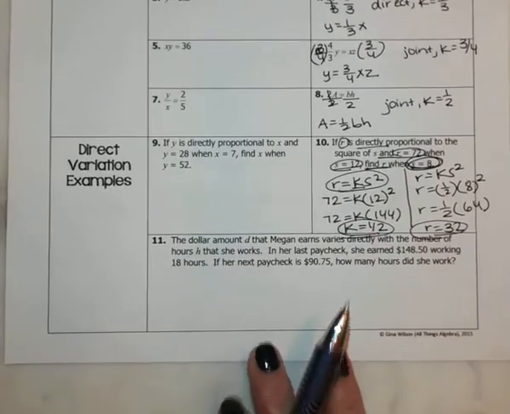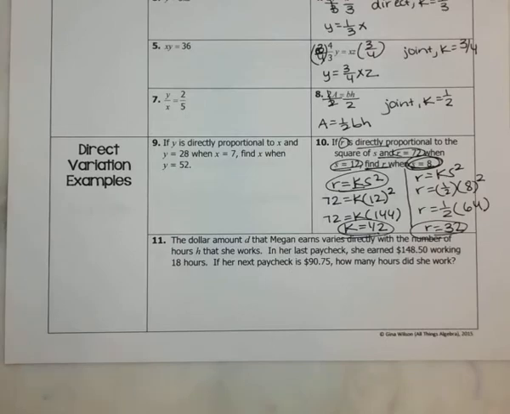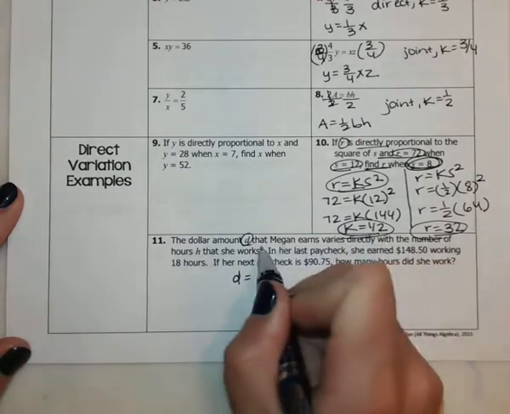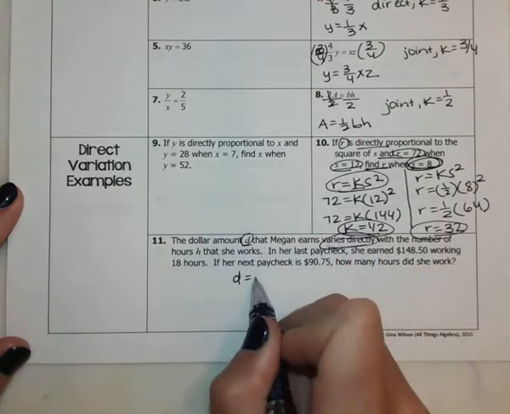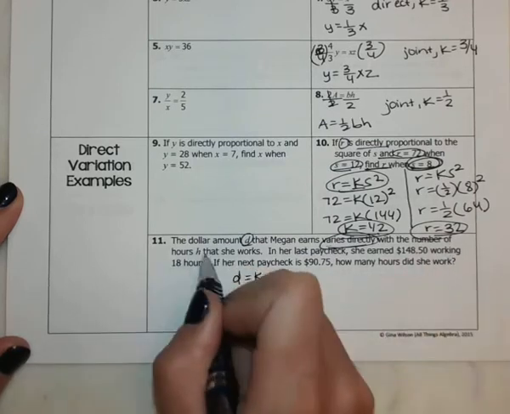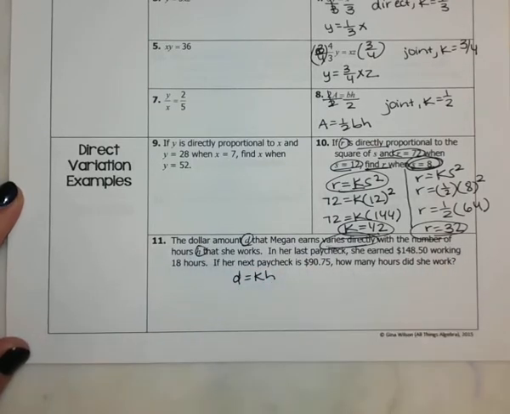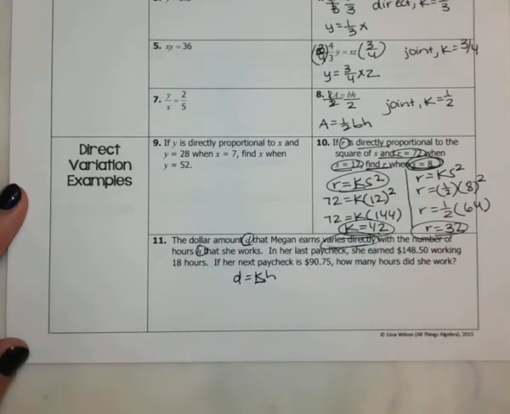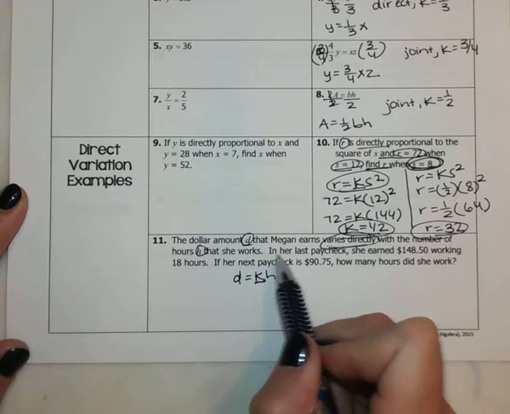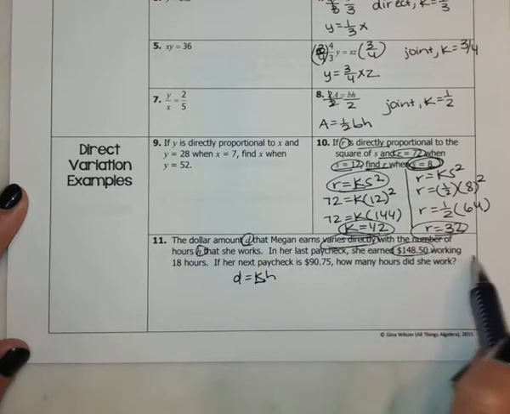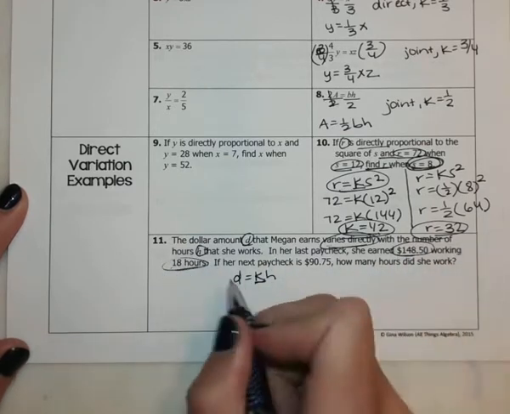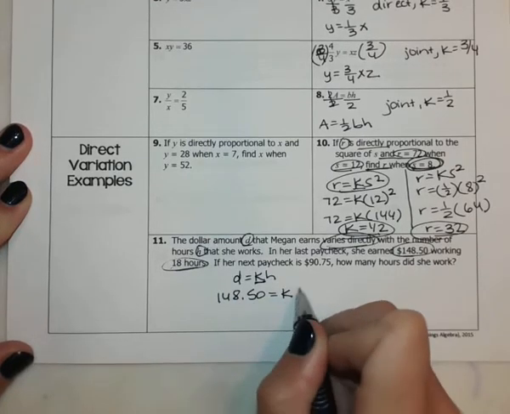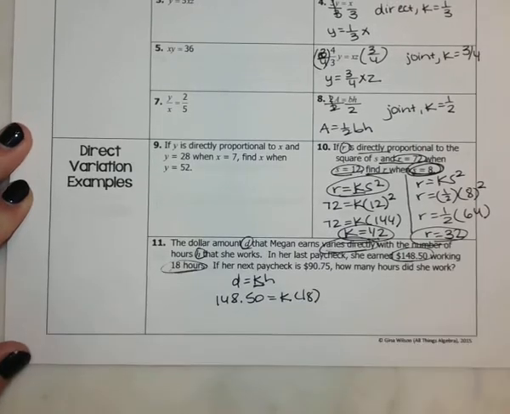Let's look at number 11 because this is more of a word problem. So again, the dollar amount D, they give you the variables here, that Megan earns varies directly, so that tells us we'll have our multiplication with the number of hours she works, H. Just read the first part. We're always solving for the constant, the k. In her paycheck, she earned $148.50 working 18 hours. So I plug in $148.50 for the dollar amount. We don't know the constant, and the hours will be 18.